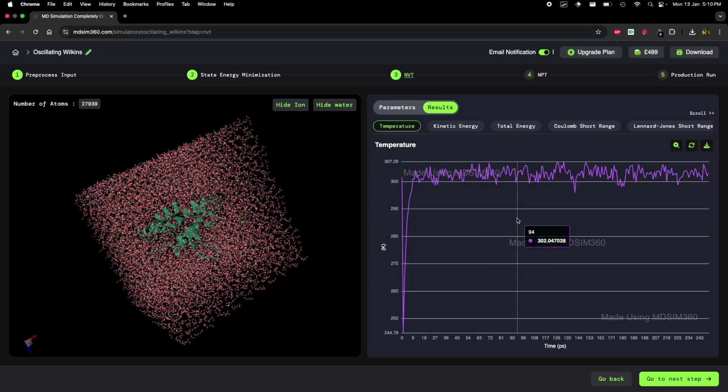Why is this so important? Well, the production run is highly resource-intensive. If we skip the NVT step, we risk introducing errors or instability into the simulation. By carefully equilibrating the system first, we minimize the chances of encountering problems during the production phase. And that's a wrap on the NVT step. It's a vital process that sets the foundation for a successful production run, so it's ready for what comes next.